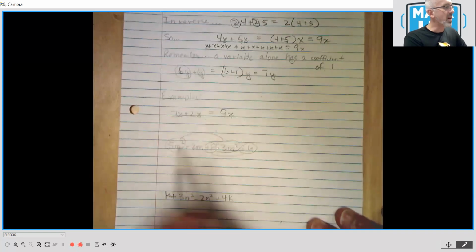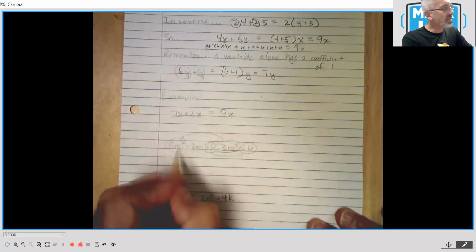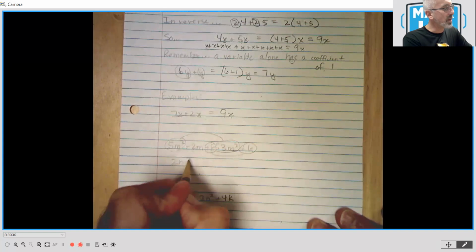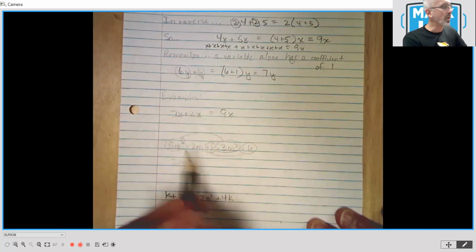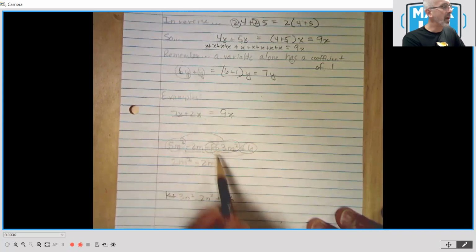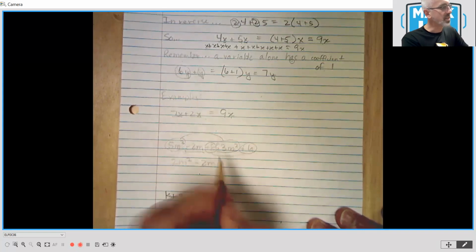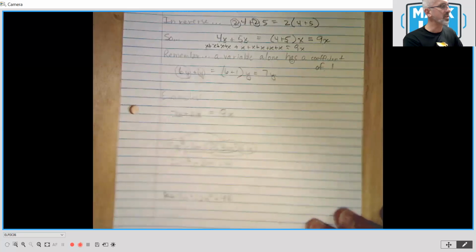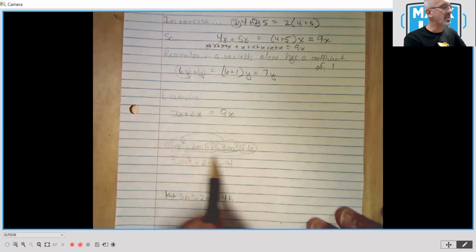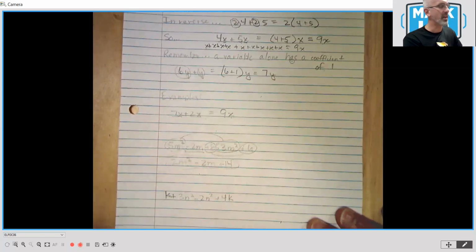Okay, so now let's start combining. 5m squared minus 3m squared. 5 minus 3 is 2, and we keep the m squared. We only have one of the m's, minus 2m. Then we have plus 8 plus 6, which makes it plus 14. So this is our simplified expression.